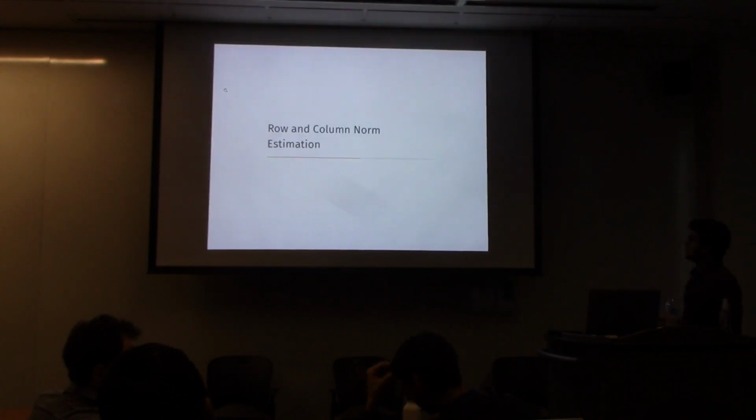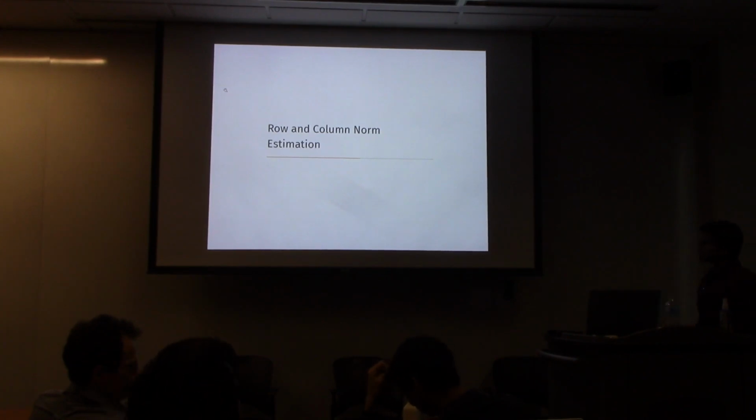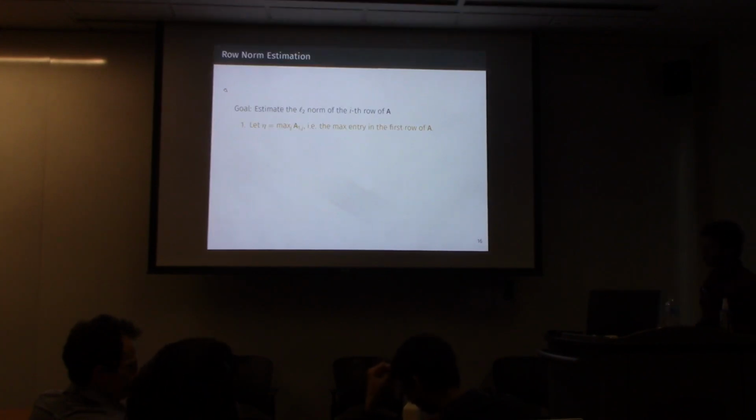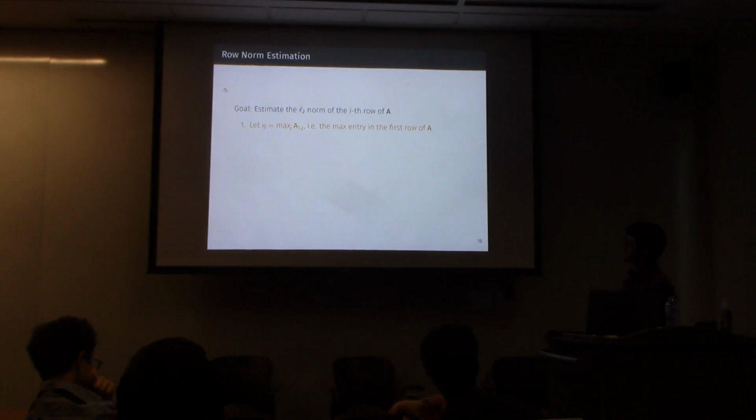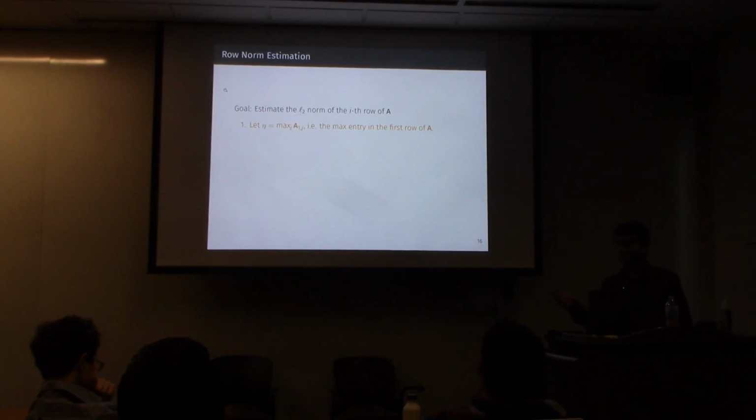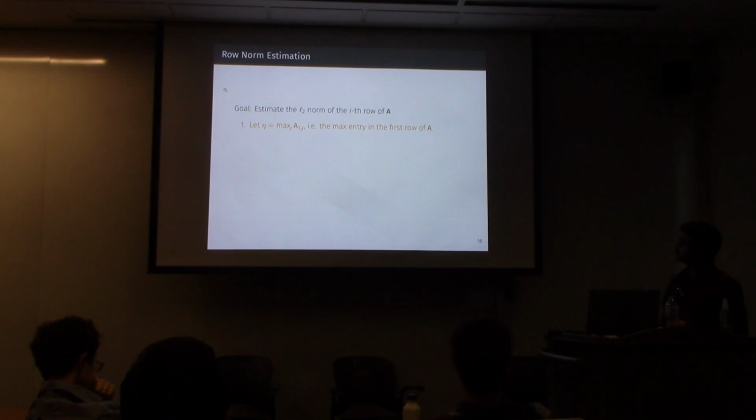Okay, so we're going to start with estimating the row norms of a distance matrix. I'm going to describe the estimator, and then I'll give some intuition for why it's correct. The estimator is fairly simple. You read the first row, you look at the max entry in it, and you set this to be eta. Think of eta as the diameter of your point set, or a constant approximation to it.